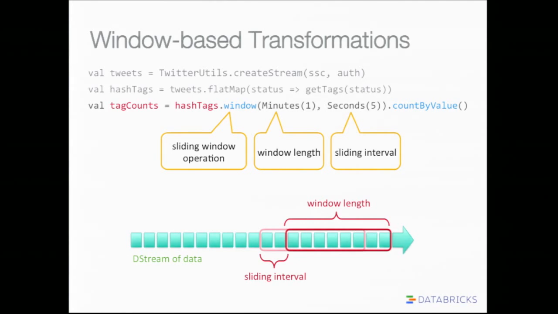Using this window operation, you can do a lot of complex event processing type operations within the DStream itself, and there are multiple flavors of window operations. You can do reduce by window, reduce by key and window, and all these different flavors are there. You can look up the Spark Streaming docs for that.